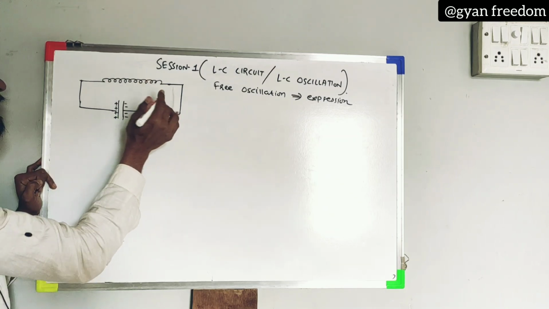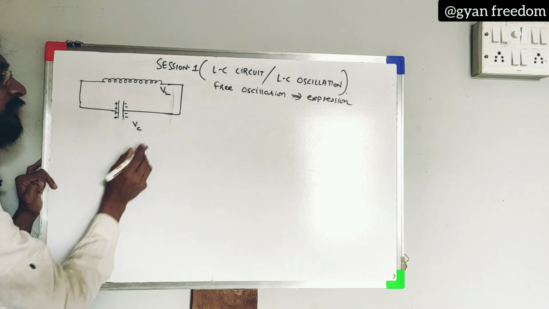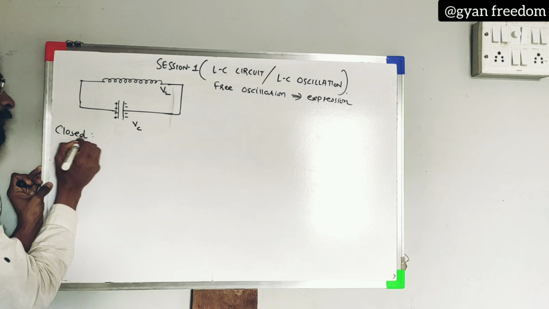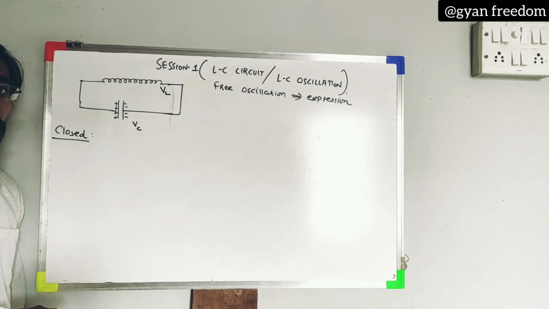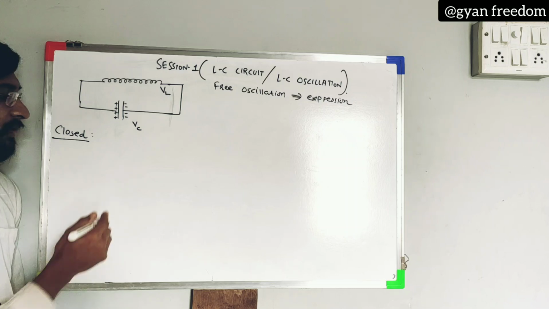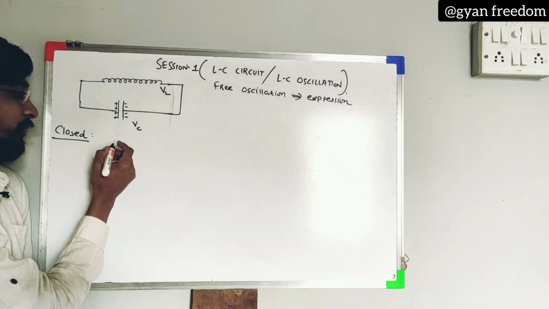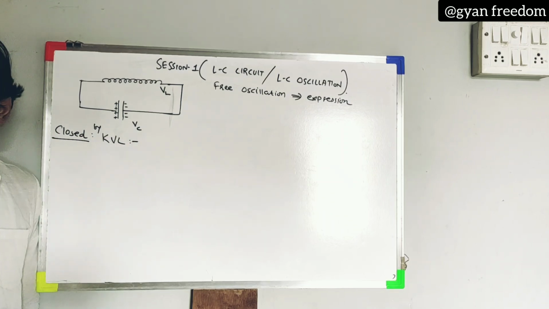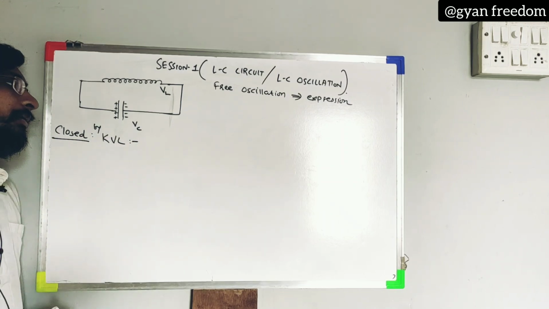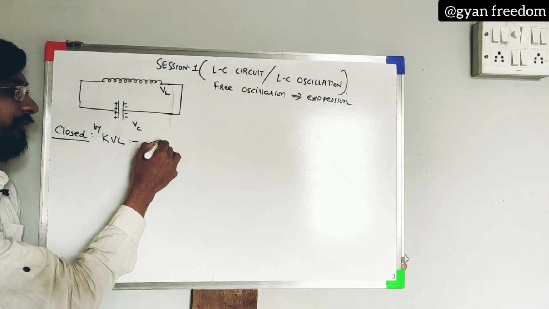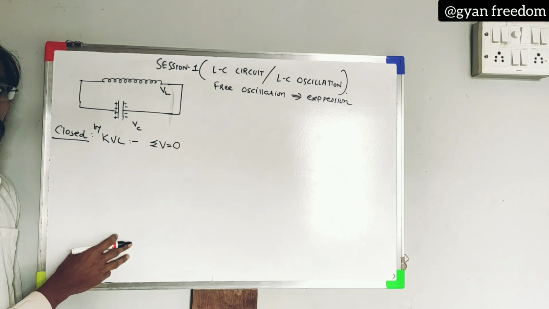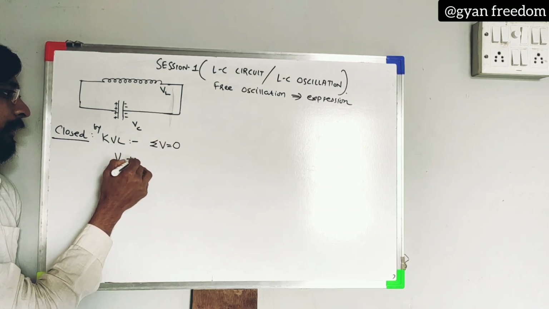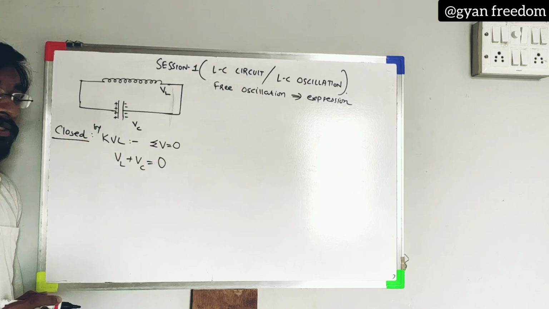So potential across inductor is VL, potential across capacitor is VC. Now this is closed circuit. So as this is closed circuit, by Kirchhoff voltage law, that is Kirchhoff second law, KVL, by KVL, summation of V is equals to 0 across any node or any point of a closed circuit. So here we have VL plus VC, which is equals to 0.